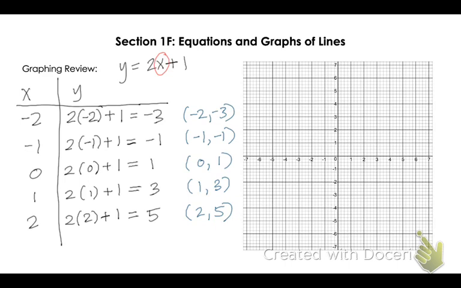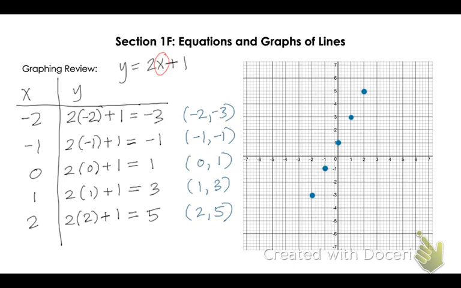Okay, so I'm going to go over to my graph and plot these points. x equals negative 2, y equals negative 3. Sorry, negative 2, negative 3; negative 1, negative 1; 0, comma 1; 1, comma 3; and 2, comma 5. It looks like all of these points that I plotted lie in exactly a straight line, and that is the case for this one.